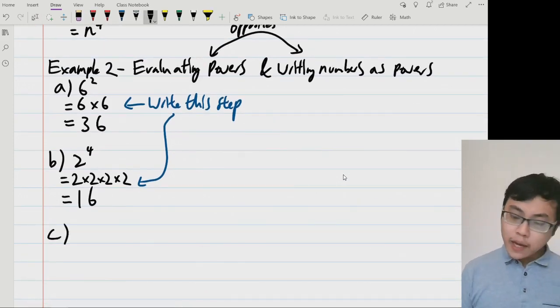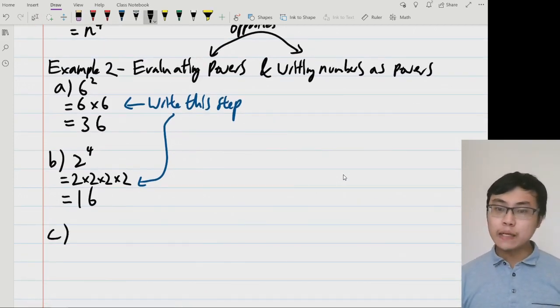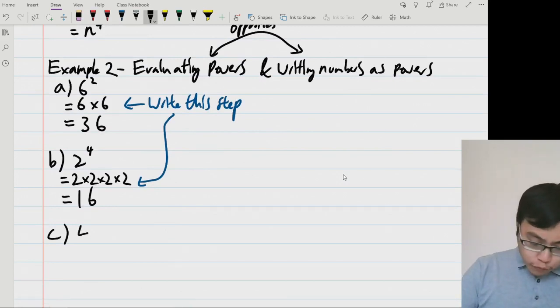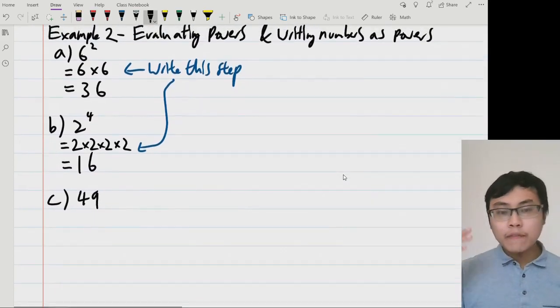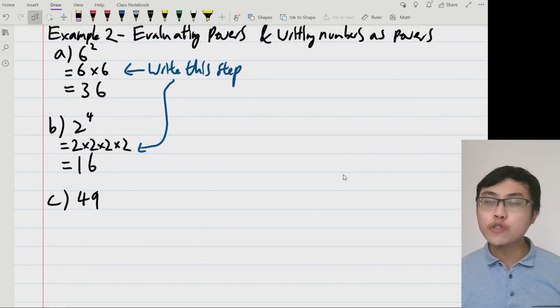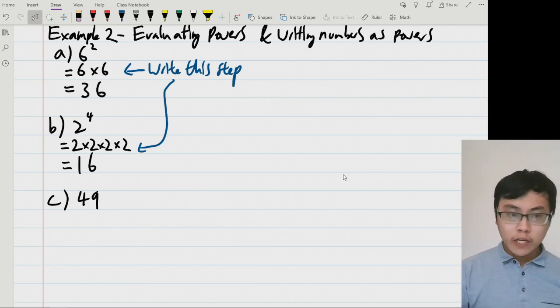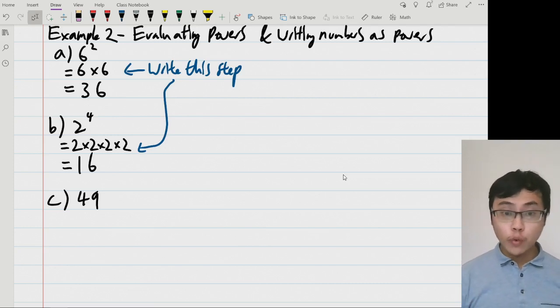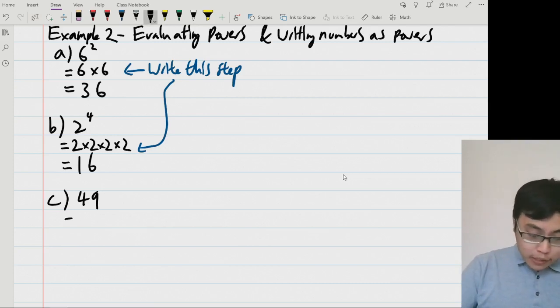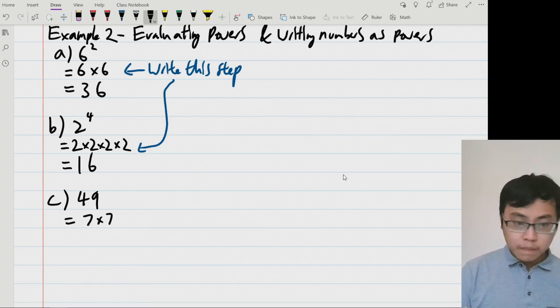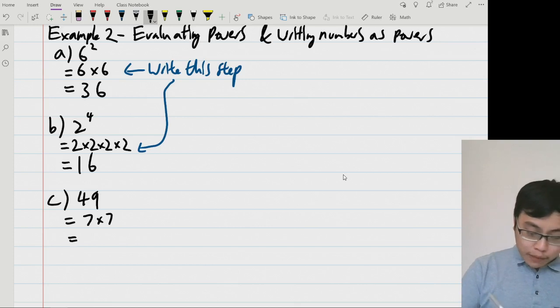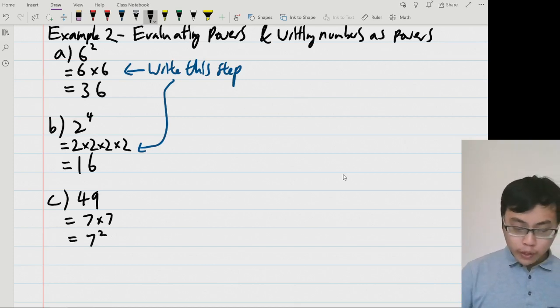C, now this time I'm going to write a number as a power. So I'm starting off with 49 over here. Now I'm thinking 49, that's a perfect square. And that is supposed to be 7 times 7. We need to recognize this. Let's recognize that this is a perfect square of 7. And that is equal to 7 times 7. So we're doing it the other way around. And then I'm going to write this as a power. That's going to be 7 squared.